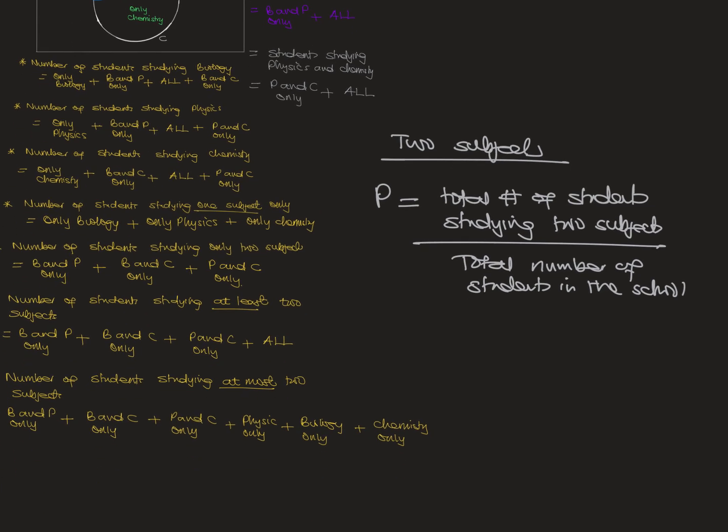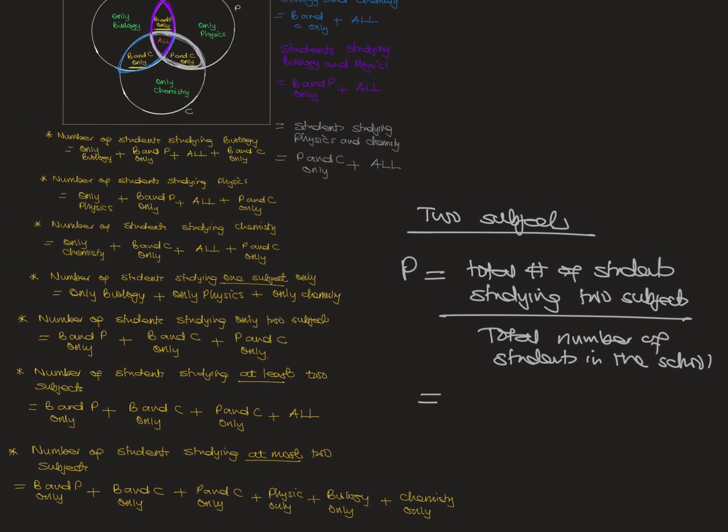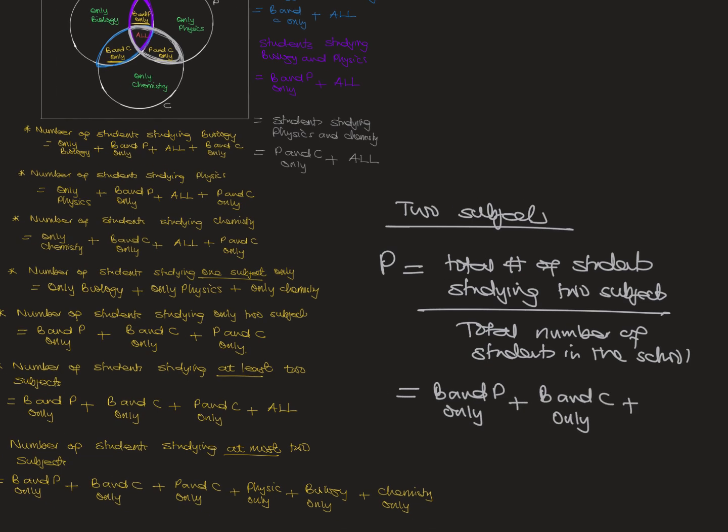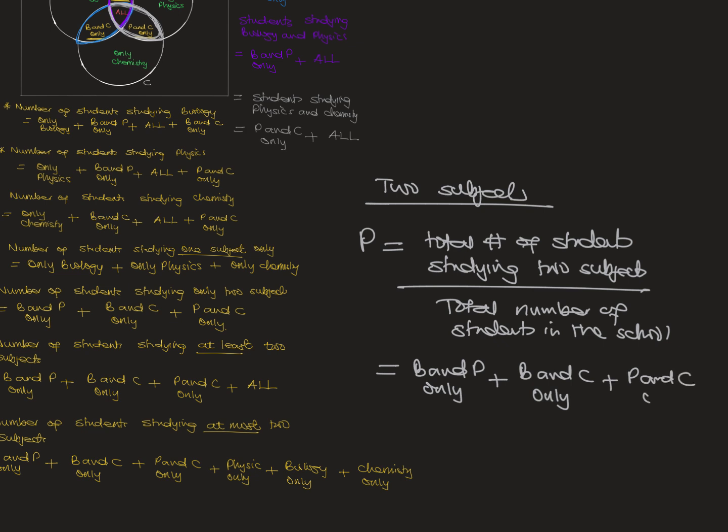So what is the total number of students studying two subjects? Those studying two subjects will be here. Those studying biology and physics only, plus those studying biology and chemistry only, plus those studying physics and chemistry only, divided by the total. Is that not so? Yeah. So that is going to be biology and physics only plus biology and chemistry only plus physics and chemistry only divided by the total, that is the universal.